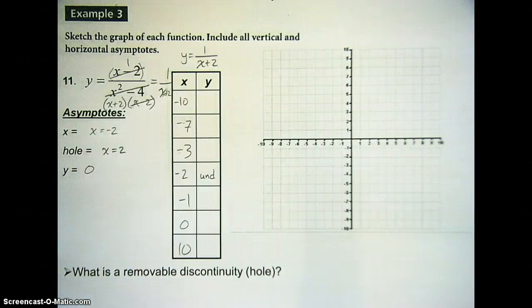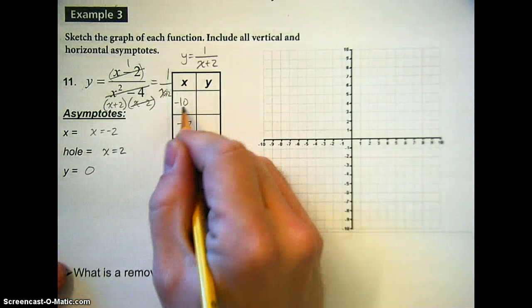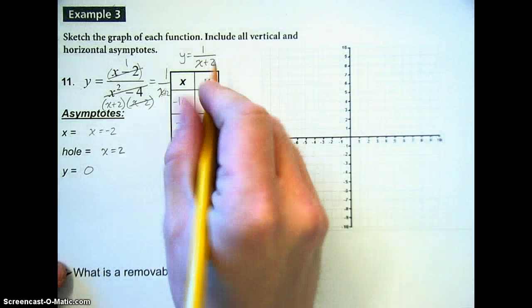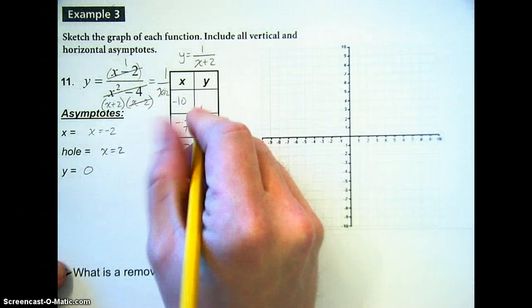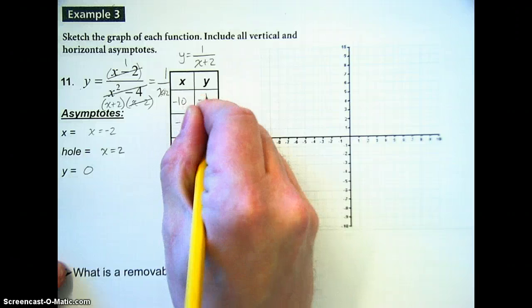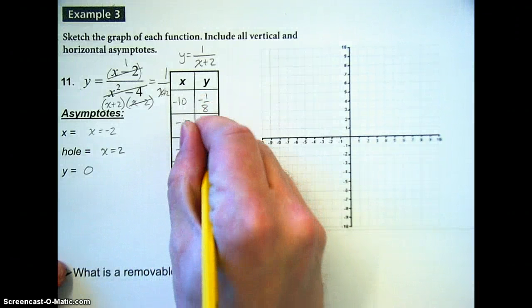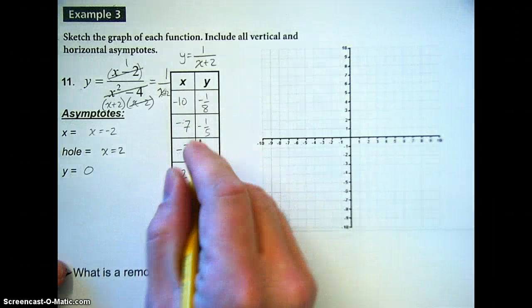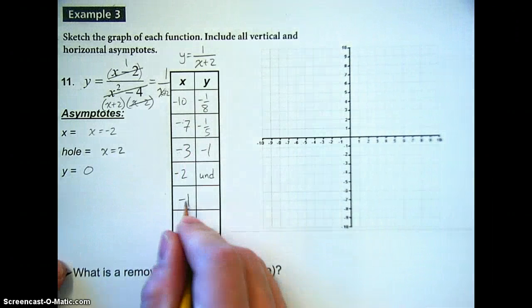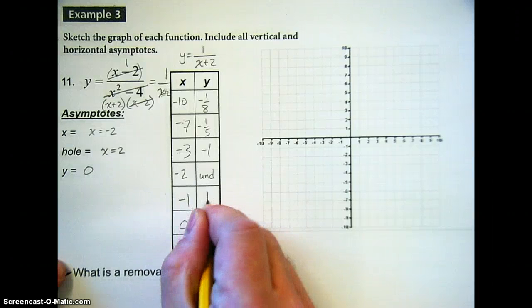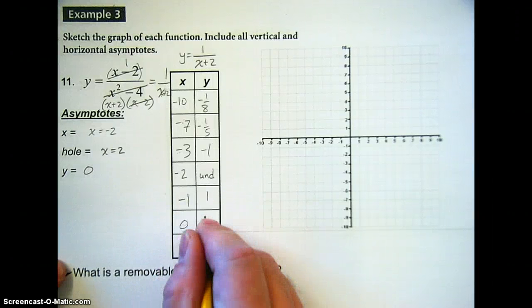Okay, so we put these values in for x into our equation. What do we get for negative 10? Negative 1/8. How about negative 7? Negative 1/5. How about negative 3? Negative 1. Oh, that's nice. How about negative 1? 1. That's nice too. How about 0? 1/2. What do we call this point?